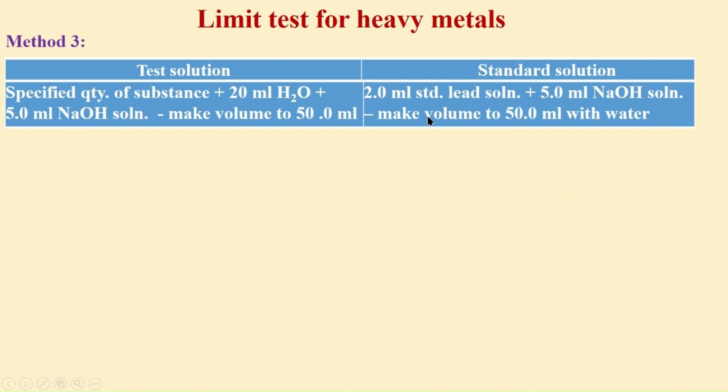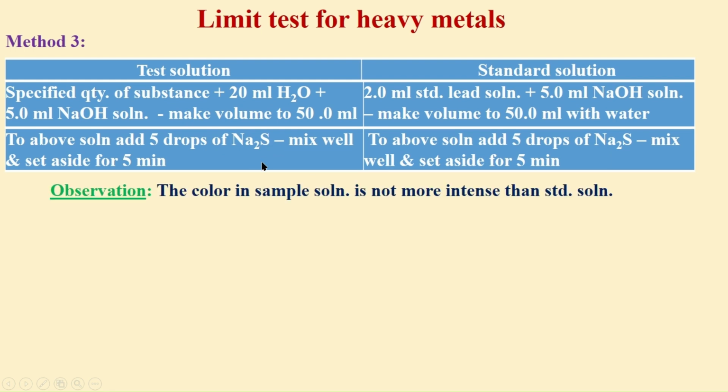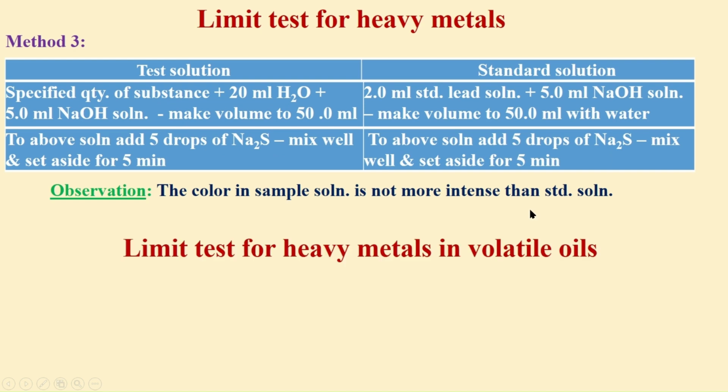To this prepared solution, we add 5 drops of sodium sulfide to both the test solution and the standard solution, and we mix with a glass rod and keep it aside for 5 minutes. The sodium sulfide reacts with the heavy metal impurities present in the substance and gives a coloration. If the coloration produced is lesser than that of the standard solution, it passes the limit test.